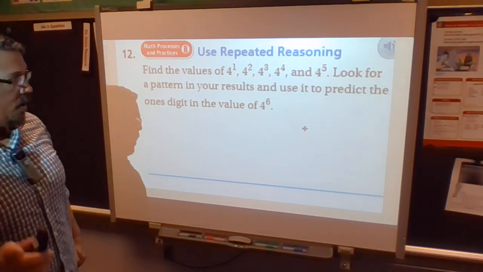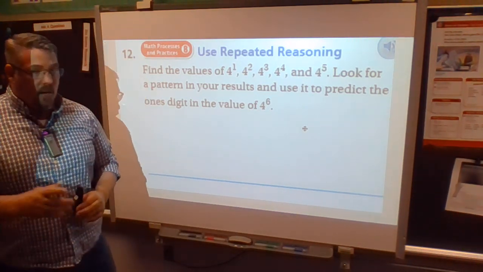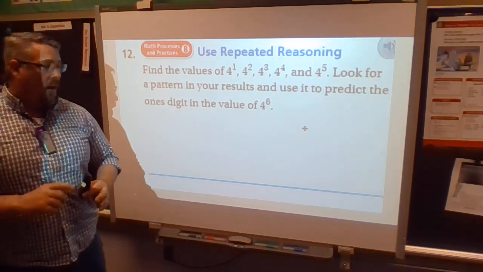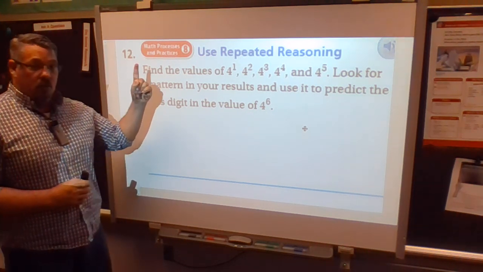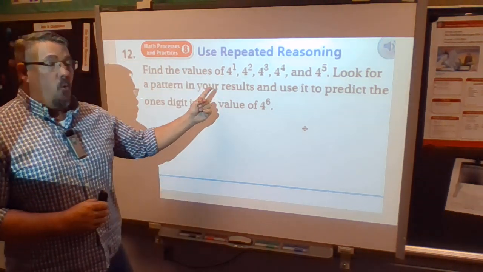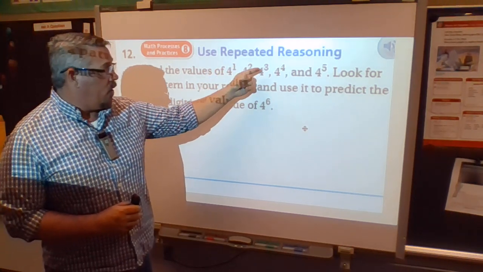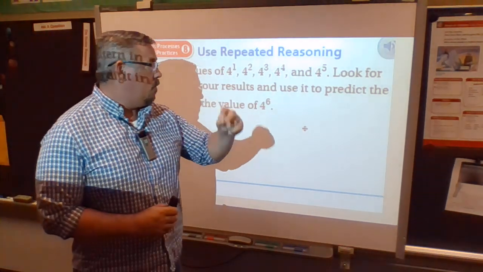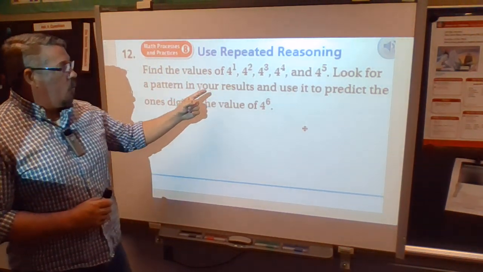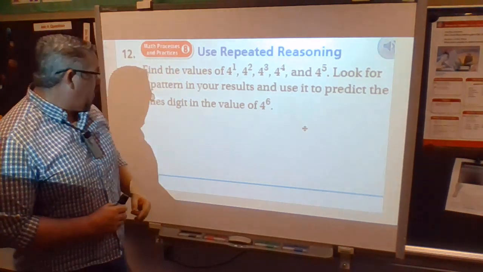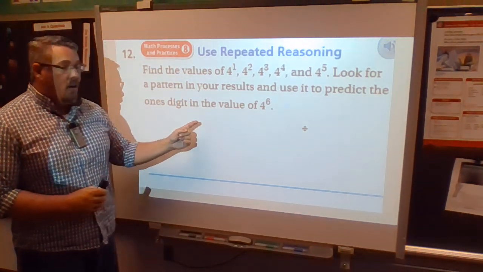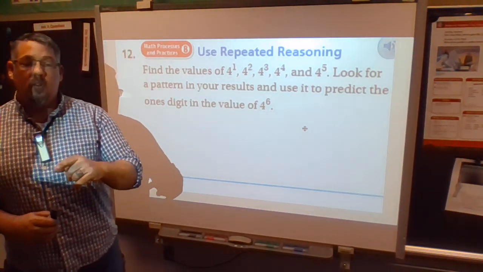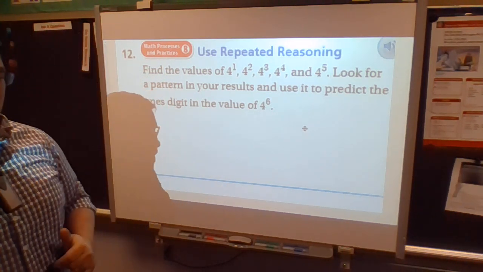All right, so I want you to think about what it says. I'm going to read it to you. Think about what I'm saying and what this says, and then I'm going to have you do it on your own, and then come back to the video and check how you do. First, step 1, find the values of 4 to the first power, 4 squared, 4 cubed, 4 to the fourth power, and 4 to the fifth power. Step 2, look for a pattern in your results and use it to predict the ones digit in the value of 4 to the sixth power. Pause the video, do the work, come back to me, see how you did.